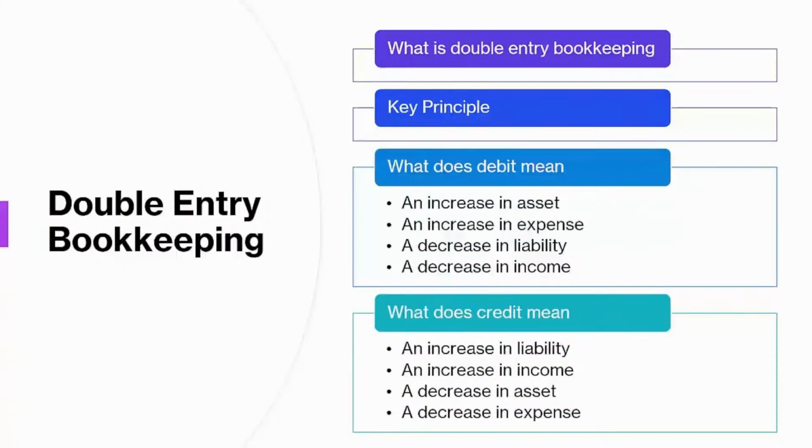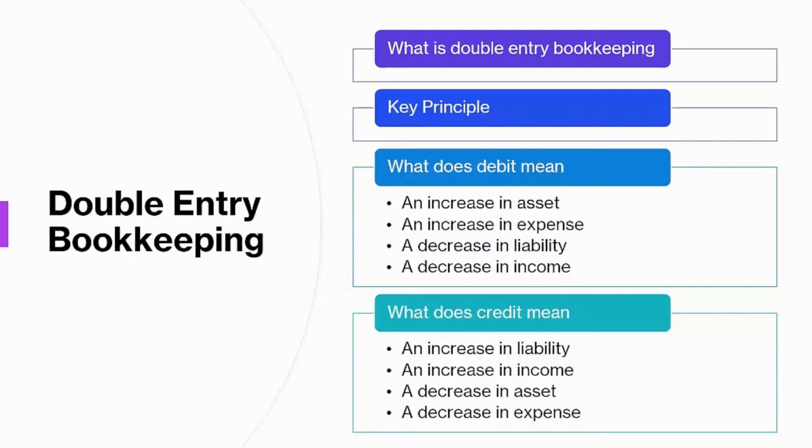Understanding debits and credits. Debit, left side. A debit can represent any of the following: an increase in an asset. For example, buying office furniture increases your assets, so it's recorded as a debit. An increase in an expense. Paying rent or wages increases your expenses, which is a debit. A decrease in a liability. For instance, paying off a loan reduces your liabilities, so it's recorded as a debit.